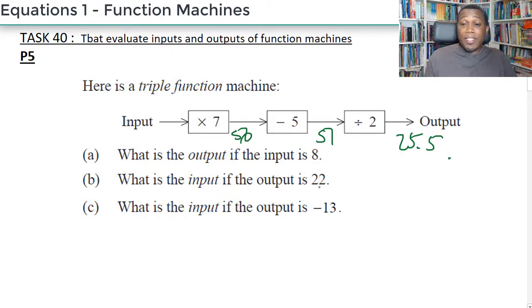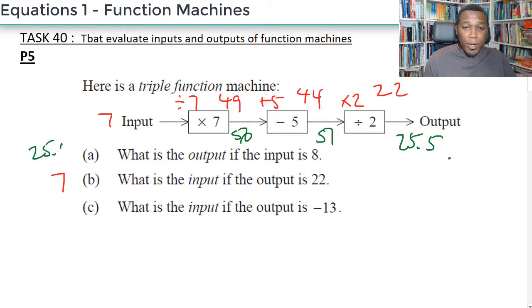What is the input if the output is 22? We're going backwards. 22. We have to multiply by 2, which will give us 44. 44 we have to add 5, which will give us 49. And then 49 divided by 7 would give us 7. So the answer for B is going to be 7. The answer for A was 25.5. B is 7. And then finally C, what is the input if the output is minus 13?